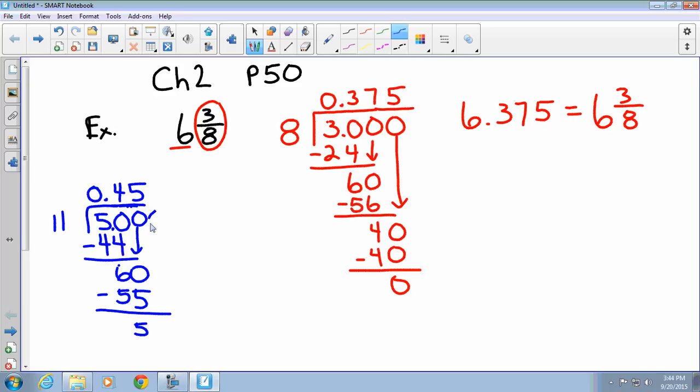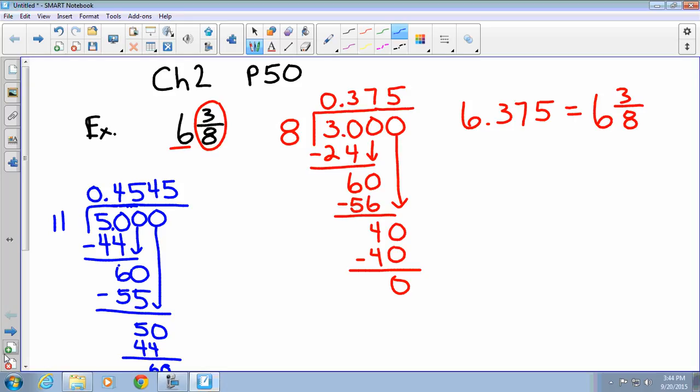And then bring a 0 down. Does 11 go into 50? Yes, it does. 4 times. And that would be 44. And there we have 60, and that barely fits on there. So this is an example of a repeating decimal. It's just going to keep repeating over and over and over.